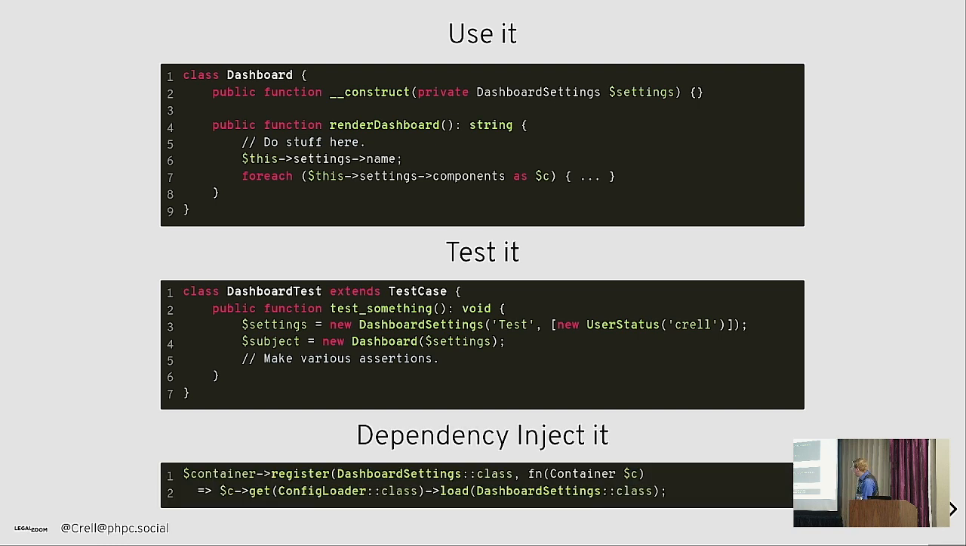For actual production, the syntax is going to vary depending on which DI container you're using, but you just say, all right, when dashboard settings is requested, go get the config loader and ask it for dashboard settings. Boom. No need for a mocking library. Everything auto-wires. You get guaranteed type safety, guaranteed default values, and the data is all read-only, so you can just access properties directly and not have them change out from under you. If you want to put methods on the objects as well, knock yourself out. It works fine, but you don't have to.